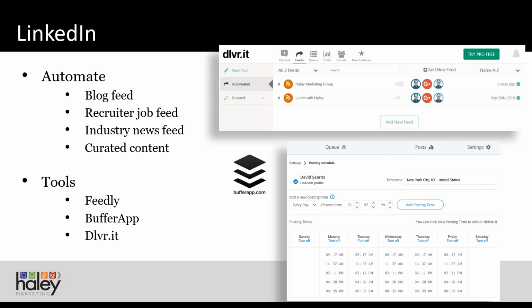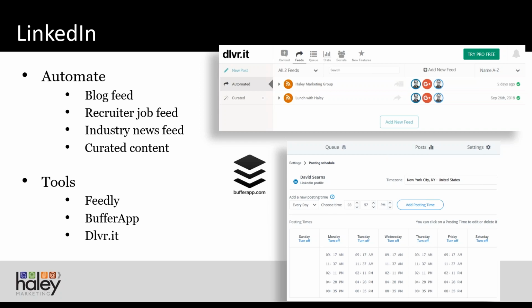So Deliver It, DLVR.it, is a service I use to automate sharing of content from Haley Marketing's blog and from our Lunch with Haley website. And LinkedIn's one of the places that I automate my feed so that every time a new post is written or new content goes into that feed, an update goes out for me without my having to do anything.